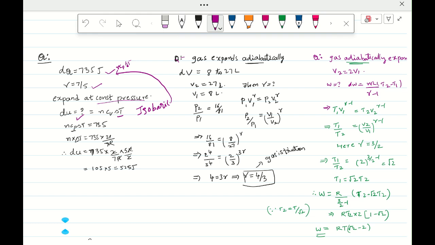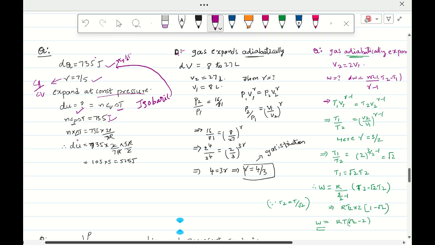This is a question related to gamma, which is Cp by Cv. The Cp value is given here, nCp delta T, and we are asked to find nCv delta T. It is not purely related to the first law of thermodynamics, but also to Cp by Cv values. So nCp delta T is equal to 735 joules. From this, find n delta T. Cp is equal to 7R by 2, so n delta T is equal to 735 into 2 by 7R.